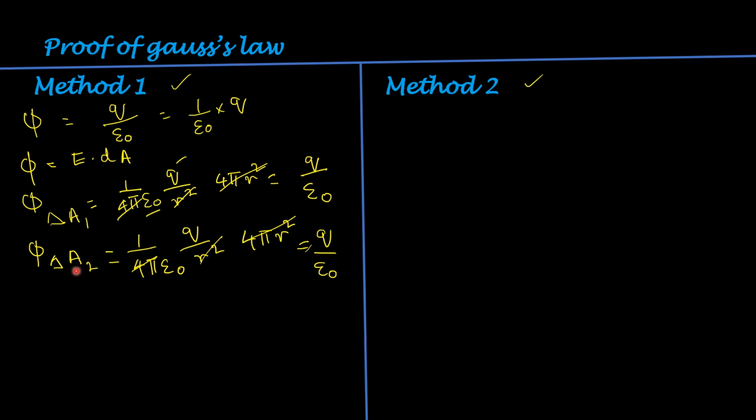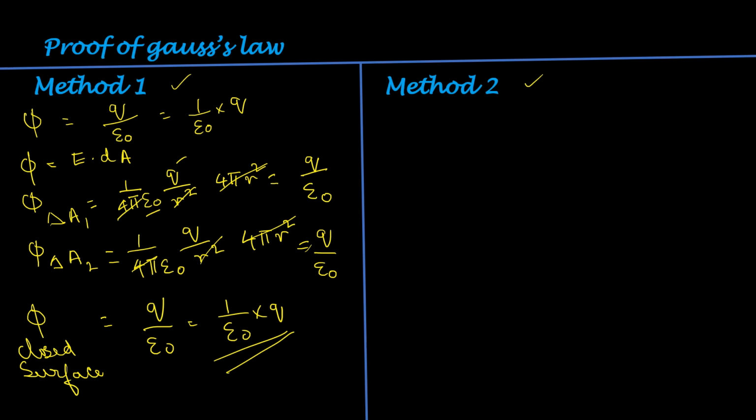For any number of area elements like this, we have considered there are n number of area elements, the value will be a constant, that is Q by epsilon naught. It proves that flux out of the whole sphere, that is for the closed surface, will be equal to Q by epsilon naught, which is nothing but 1 by epsilon naught into Q. This is what the law says. So we have proved that law by this method. Now we will see the second method.